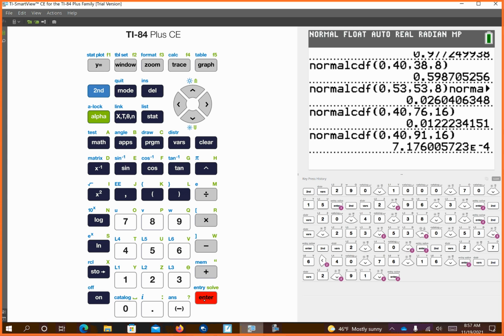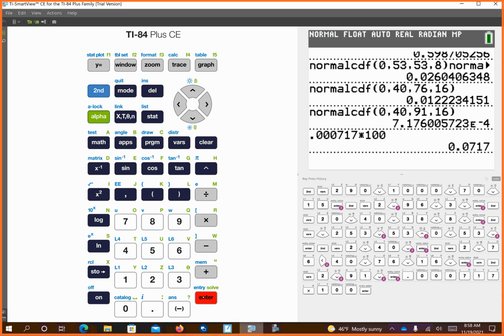All right. Hey, friends, 7.176, and then it has this e to the negative 4. So that basically means 0.123717. So that's what that e to the minus 4 means. So if I multiply this by 100, oh my goodness, he has a 0.07% chance of making it on time if he got stuck in construction, and he got a ticket as well because the police officer stopped him. There's still a chance.